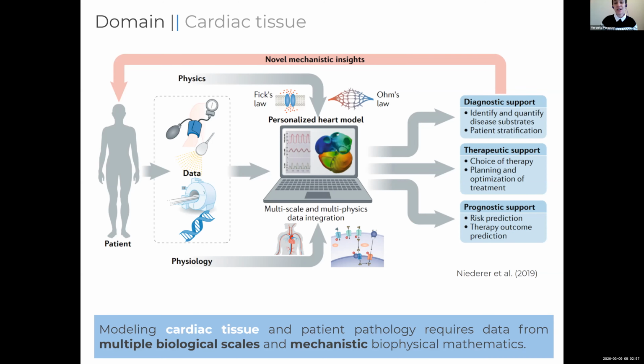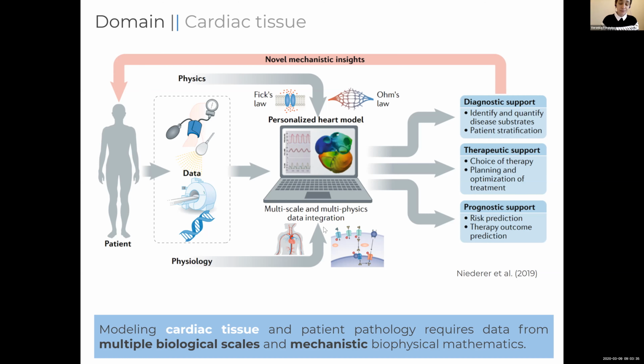Modeling cardiac tissue is quite complex because it incorporates multiple scales of biology and many mechanistic, biophysical, mathematical descriptions in order to fully understand the system that we're working with. Here is an example of how you might generate a patient-specific model, but whether it's patient-specific or not, you're going to be incorporating data that comes from multiple data sources. It could be whole organ imaging through MRI, it could be blood pressure measurements, genetic screens, and then you'll be incorporating information about the physiology and the physics of the system.